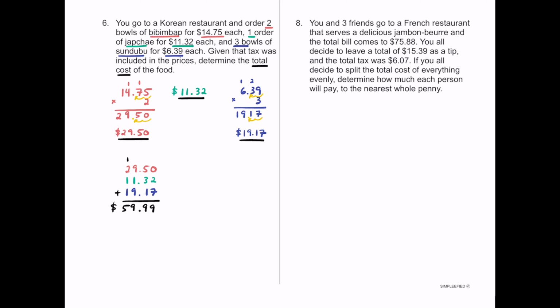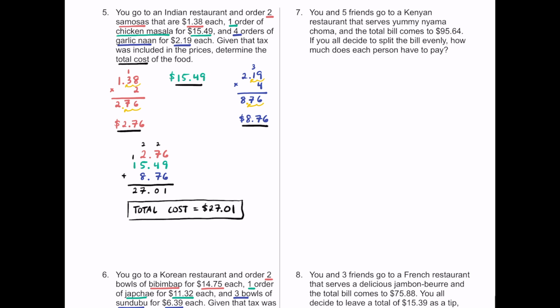$59.99. So we can just go ahead and say that the total cost here for all this food, including tax, just because it's included, is going to be $59.99. So go ahead and box that as our final answer, so it is easy to find and easy to see the conclusion. Here's number 7.